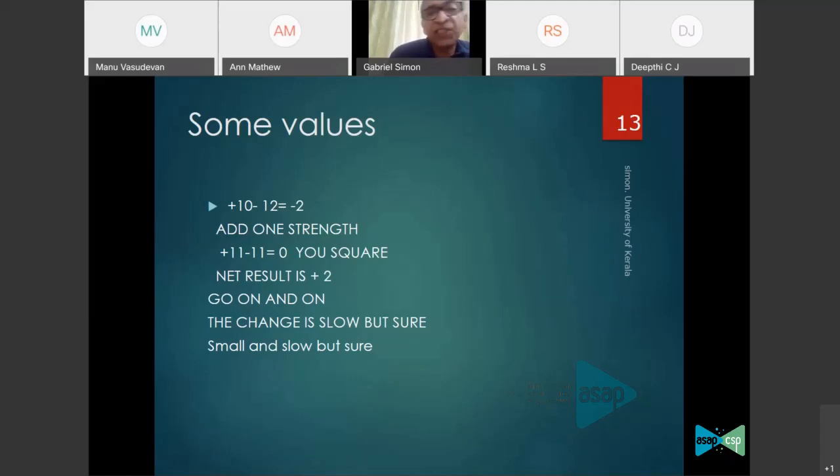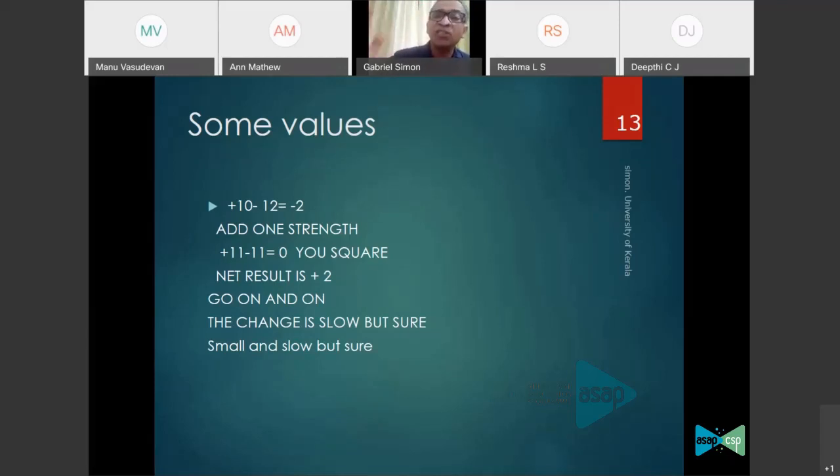The net result is obviously minus 2. Now, where do I address? We have to address our strengths primarily. We have to focus on our strengths primarily. We have to come back to our strengths. We have to again recognize, realize, review, and look at the strengths.